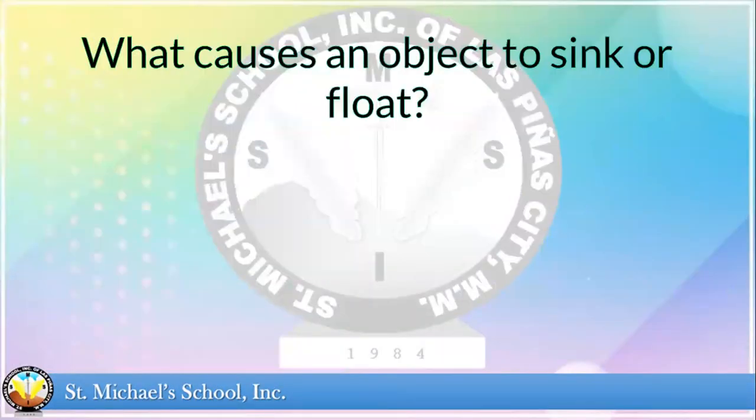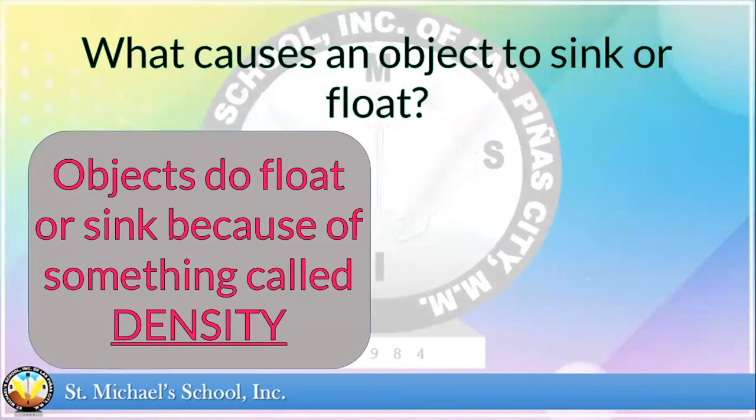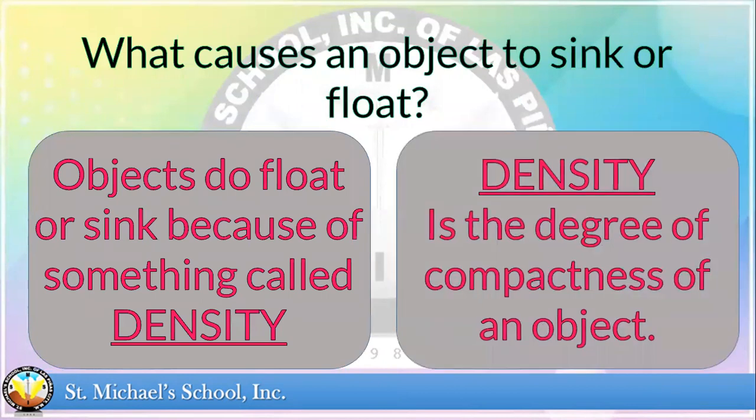What causes an object to sink or float? Objects do float or sink because of something called density. What is density? Density is the degree of compactness of an object.